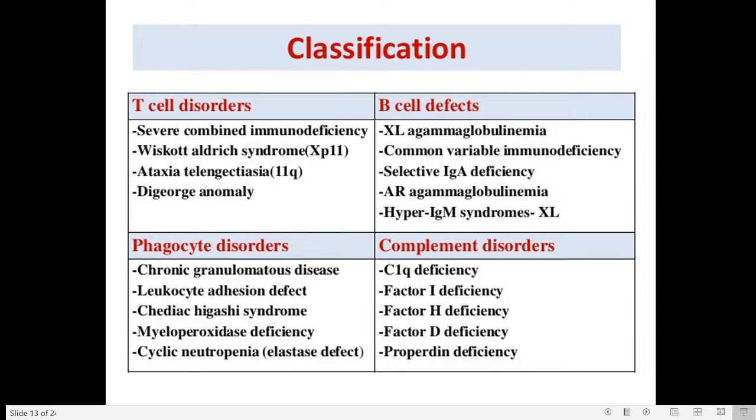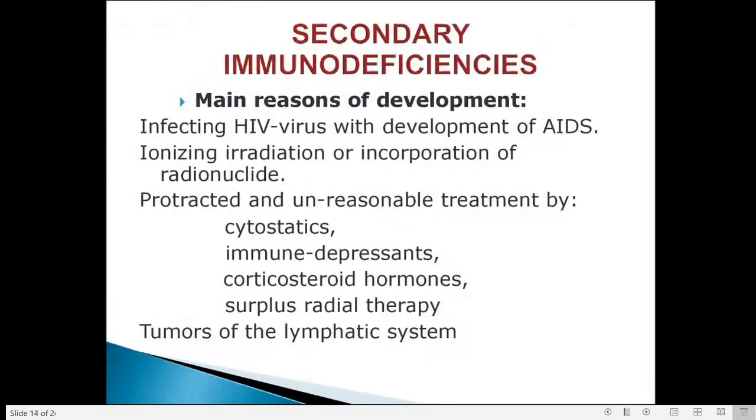And cyclic neutropenia, these are all things that happen. And there are complement disorders. These are all the complement disorders, factor deficiencies and properdin deficiency. These are all there.